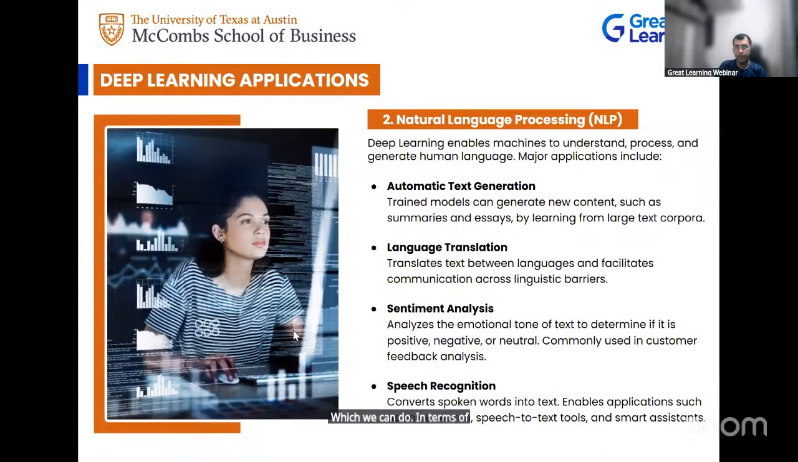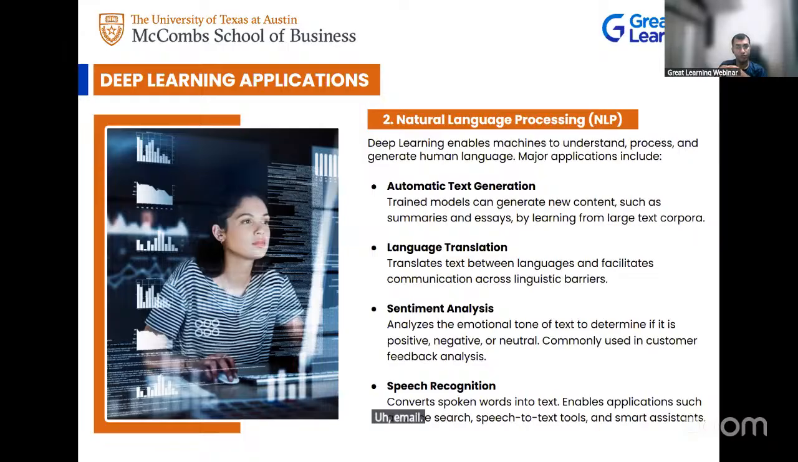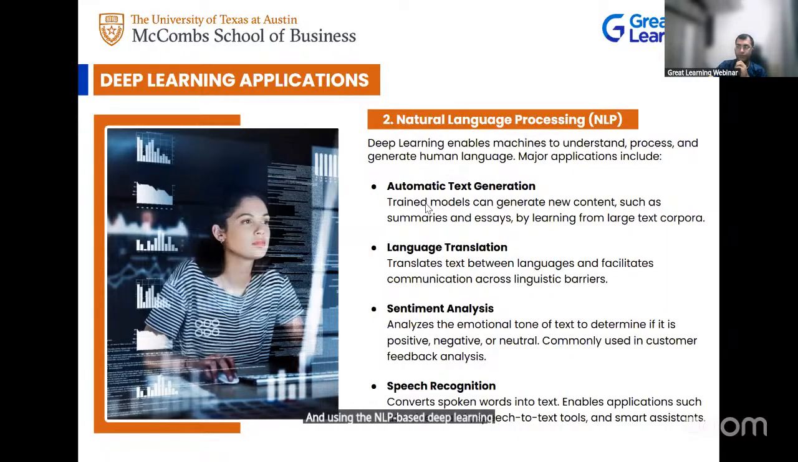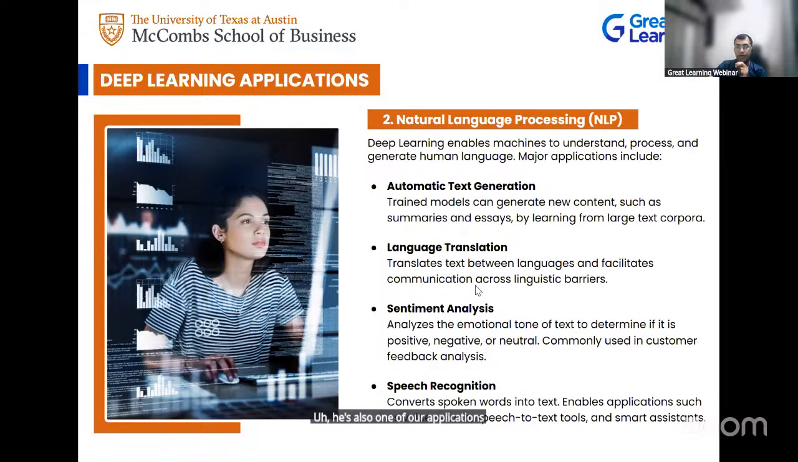In terms of NLP, which is natural language processing, one thing that everybody must be doing right now is the generation part using GPT or any other LLM based model. One thing is we can generate text, and that is created through a deep learning model. If you want to build your very custom text generation based models, that can be done or created with your own data using NLP based deep learning models. Language translation, translating from one language to another, is also one of our applications with NLP. Identifying the sentiment.